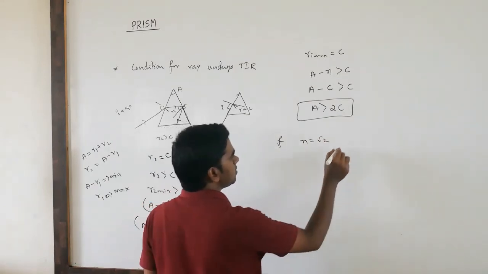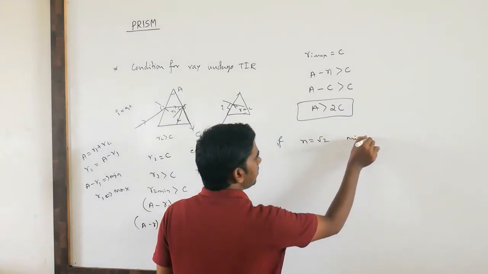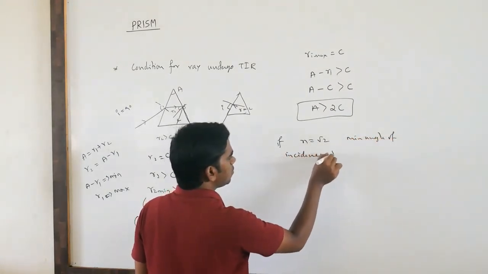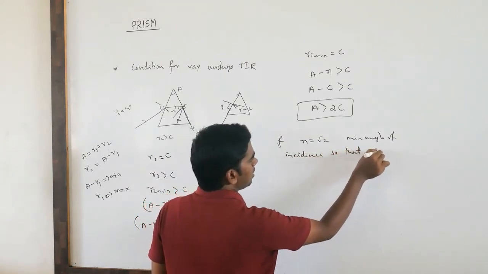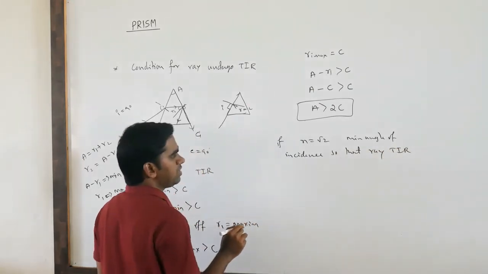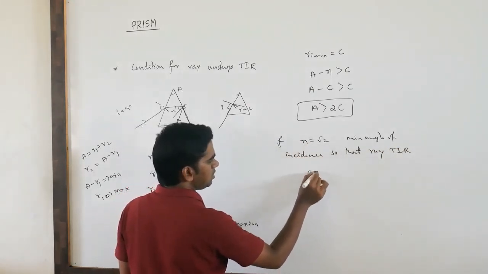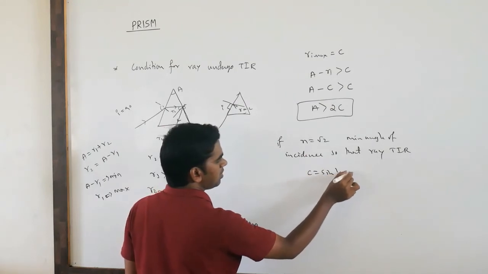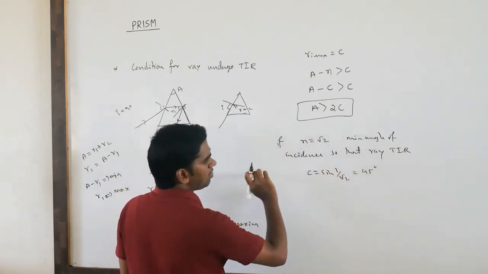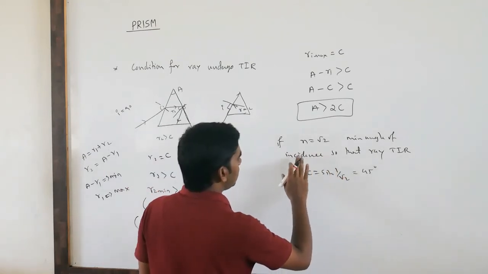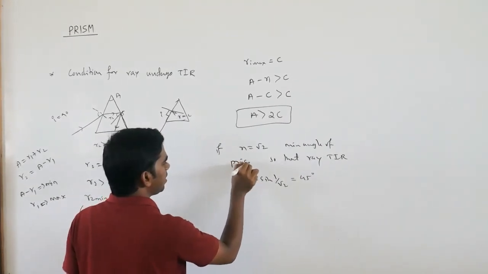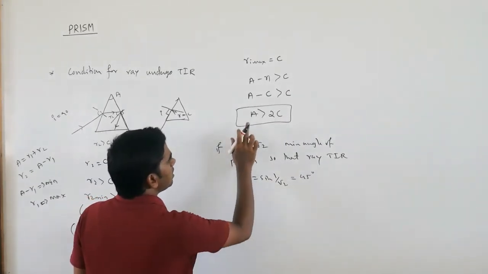Or suppose, for example, if n equals root 2, what is the minimum angle of incidence so that ray undergo TIR? So how we can check? If n is root 2 means C is what? Sine inverse of 1 by root 2, that is 45 degree. So it is not angle of incident, the minimum angle of prism.